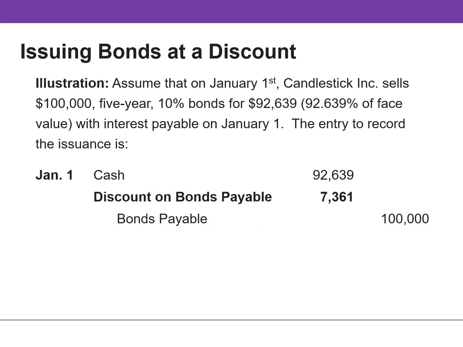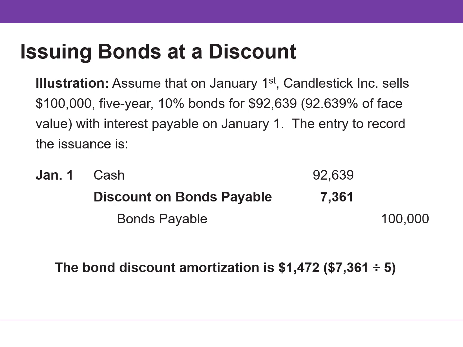In this example, the company sold $100,000 of 10% bonds for $92,639. This resulted in a bond discount of $7,361, which is the difference between the amount of bonds payable and the amount of cash received. The amortization of the discount is $1,472 for each of the 5 interest periods.